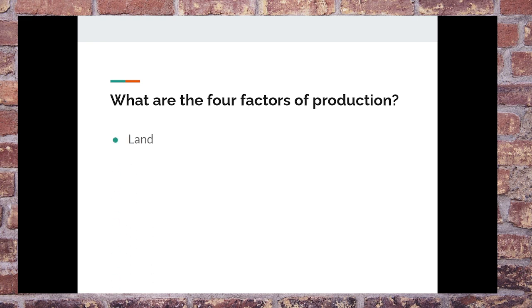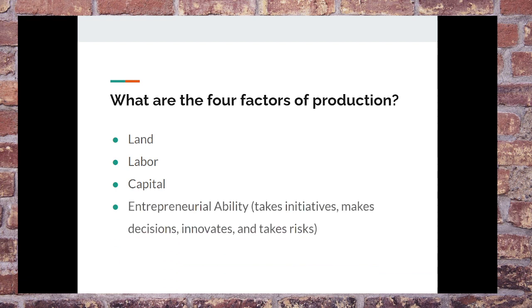First one is land. I would call it natural resources if you want. Economists like to call it land to make it confusing. Then we have labor. Then we have capital. Now, capital, you're going to go, oh yeah, money. No. Capital is not money. Capital is the tools that go into producing consumer goods and services. Okay? Then we have the entrepreneurial ability, the person who takes the initiative, makes the decisions, innovates and takes risks.